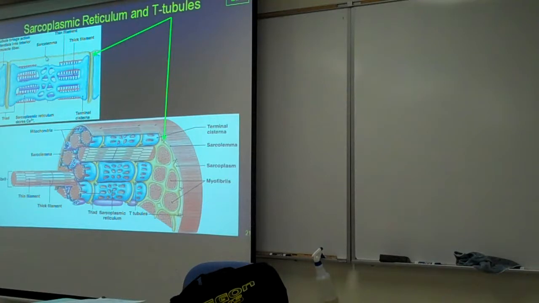So the SR is the whole thing. The end portions is where most of the release channels are, and that's where release begins, when the T-tubule proteins open the release channels. And then most of the pumps are in the middle of the SR, so not the terminal cisterna. So there's a little bit of a division of labor. As a whole, it is storage and release of calcium. That's the job of the SR in general. But terminal cisterna is more release, middle of the SR is more storage, pumping.